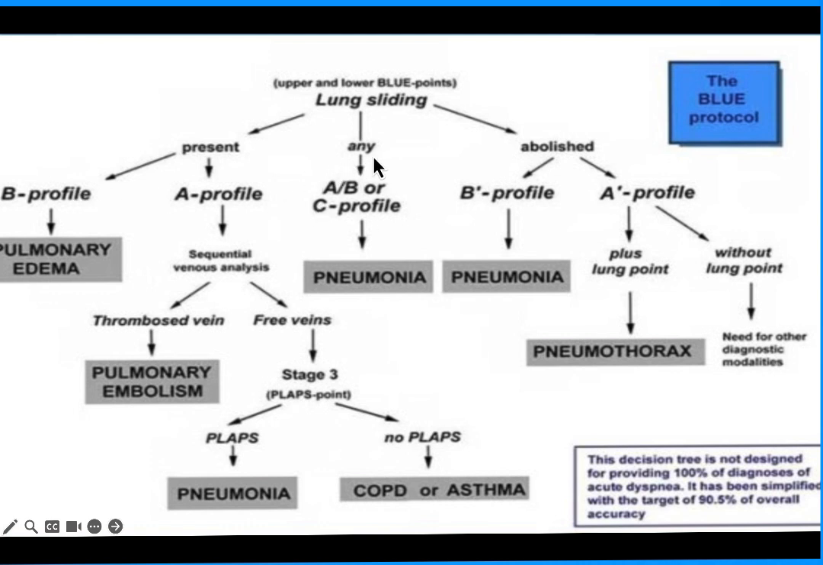The AB profile is when you have A lines in one hemithorax and B lines in the other hemithorax. A C profile is when you have consolidation in one lung zone. An A prime profile is when you have no lung sliding and you have A lines in a lung zone. A B prime profile is when you have no lung sliding and B lines. And then based on those profiles, they were able to come up with different common diagnoses. All right, now let's get into it.